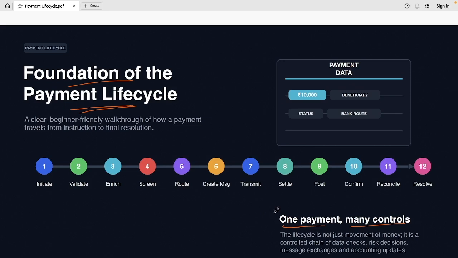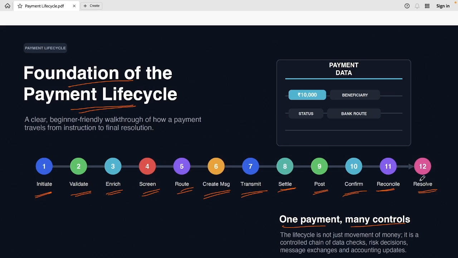Basically, a control is simply a check or rule that reduces the possibility of errors, fraud, financial loss, or regulatory violation. So, if you see on the slide, the life cycle shown here contains 12 major stages. It starts with initiation, followed by validation, enrichment, screening, routing, creating messages, transmitting the message, clearing and settlement, posting, confirmation, reconciliation, and resolving the exception handling and investigations.